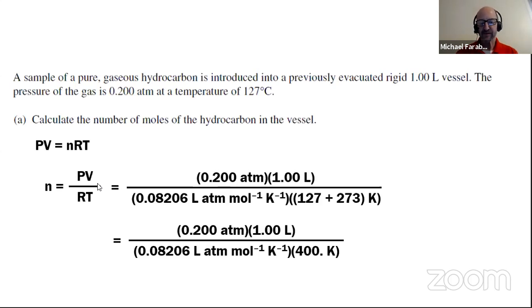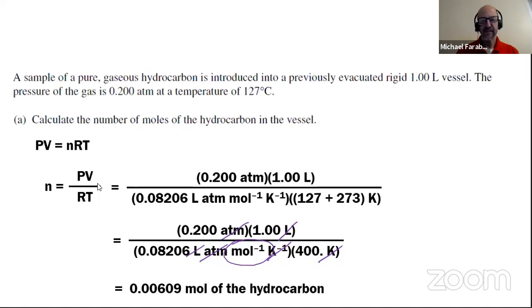So again, the atmospheres will cross out in terms of units, as well as liters and Kelvin, and then our answer will come out in moles because we have inverse moles on the bottom. So if you do this math, 0.2 times 1 divided by 0.08206 divided by 400, this is the correct answer to part A. I'm going to go ahead and round this off to 3 significant figures based on the measurements that I see in this problem that also have 3 significant figures. So I write my answer as 0.0609 moles, or you could say 6.09 times 10 to the negative 3 moles.